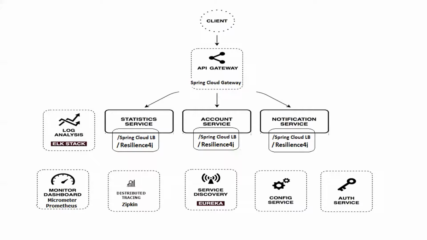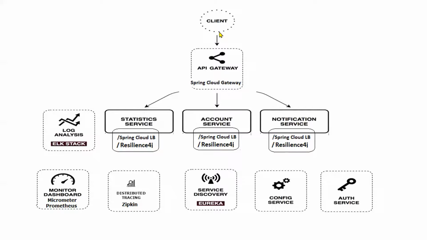So if you want to build a microservice architecture, there is a complete ecosystem, if you see. For example, if you observe here, statistic service, account service, notification service, these are all microservices, right? Developed using Spring Boot kind of technology. On top of this, there is an API gateway, right? Because we discussed these services should not be directly exposed to the client.